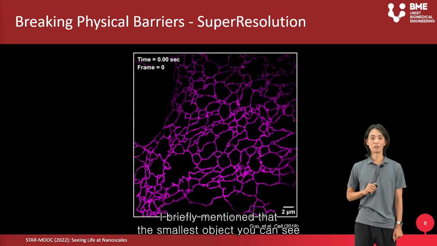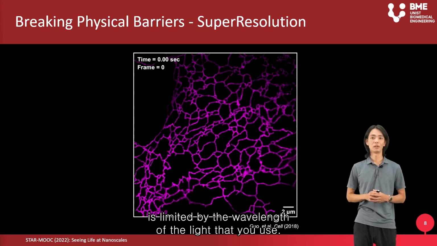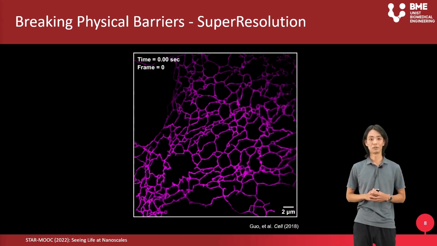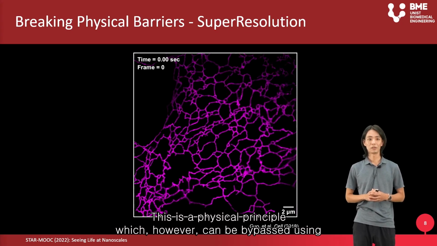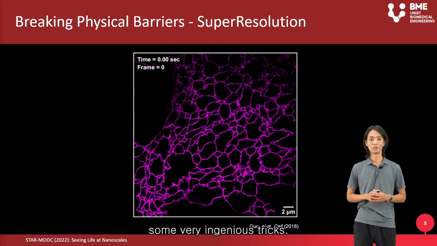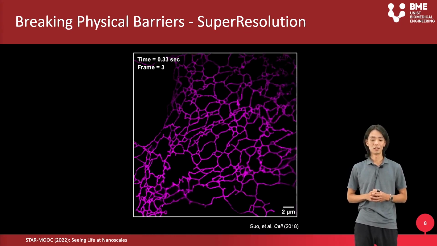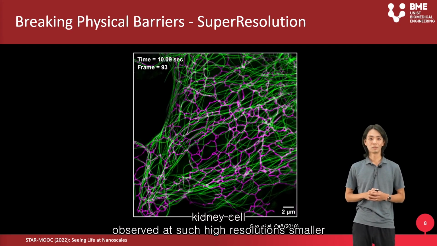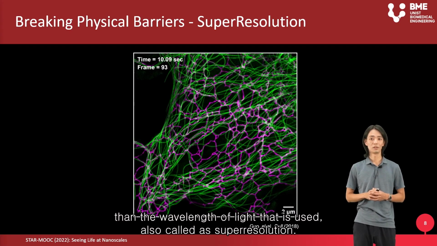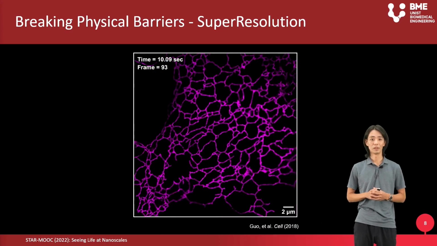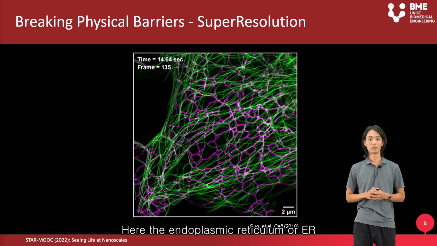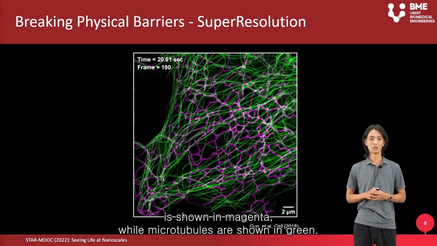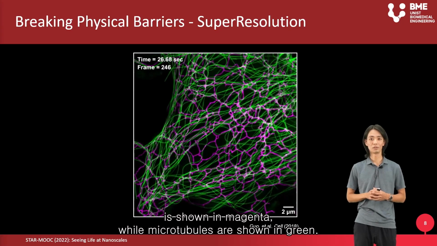I briefly mentioned that the smallest object you can see is limited by the wavelength of the light that you use. This is a physical principle which, however, can be bypassed using some very ingenious tricks. Here is a kidney cell observed at such high resolutions, much smaller than the wavelength of light that is used, also called super resolution. Here, the endoplasmic reticulum, or ER, is shown in magenta, while microtubules are shown in green.